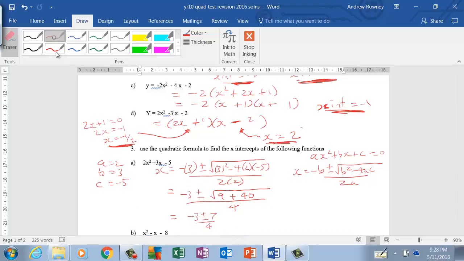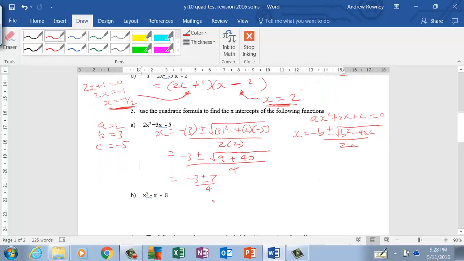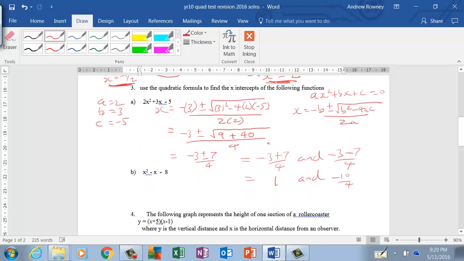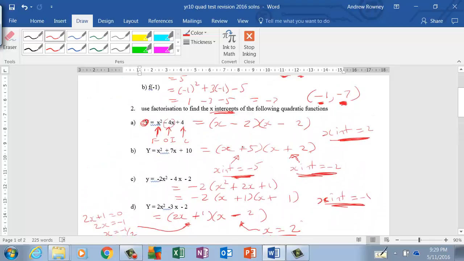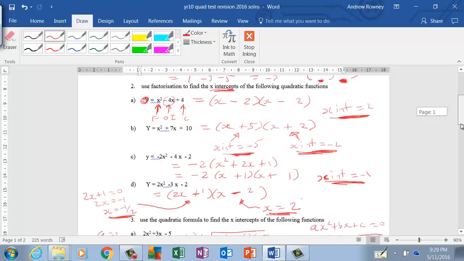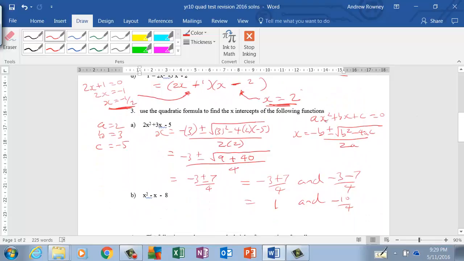Now to solve that one, we can treat them separately as minus 3 plus 7 over 4, and minus 3 minus 7 over 4. So if you do this one, minus 3 plus 7 is 4, 4 divided by 4 is 1, and this way it's minus 10 over 4. We could cancel it down to minus 5 on 2. So that's the quadratic formula way of getting the x-intercepts. Doing it in question 2, to get the x-intercepts we needed to FOIL it into 2 brackets. In question 3, you can't FOIL it, so we use the quadratic formula instead.